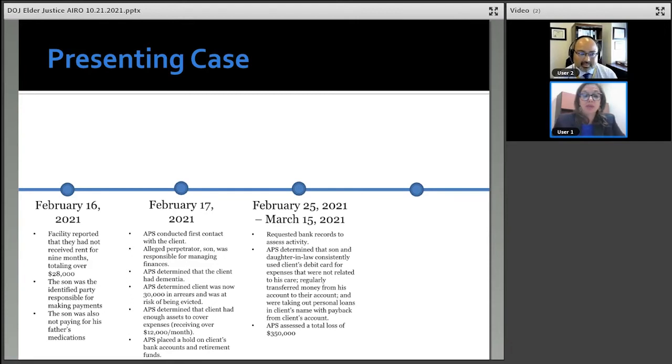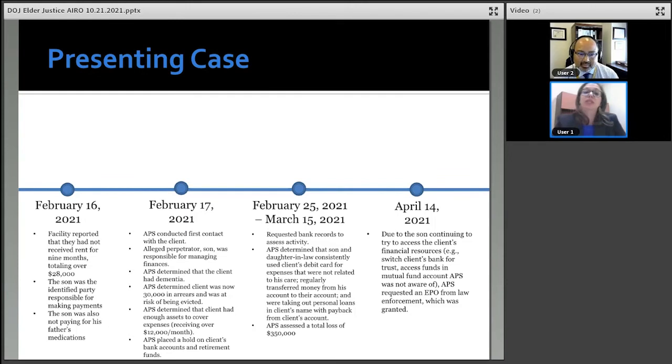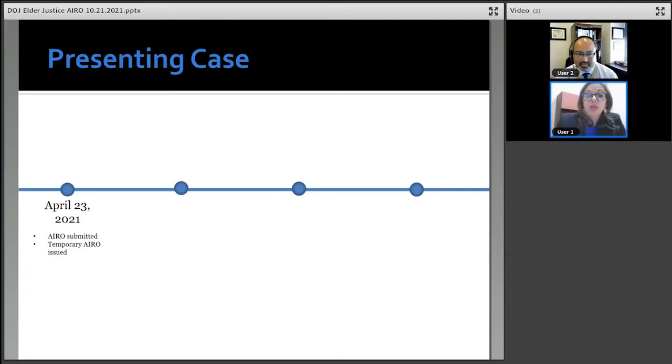At that time, we decided to pursue the AIRO because even though we were putting stops and safeguards on all of the client's accounts, the son continued to try to access the client's money, open up new accounts, and transfer funds into another account. Our interventions weren't sufficient to ensure that his assets were safeguarded properly. And so we were able to request an EPO from law enforcement, which was granted. And then we went to work on the AIRO. We submitted the AIRO, and the temporary AIRO was issued. And then, just a couple of weeks later, they issued the permanent restraining order for 3 years.